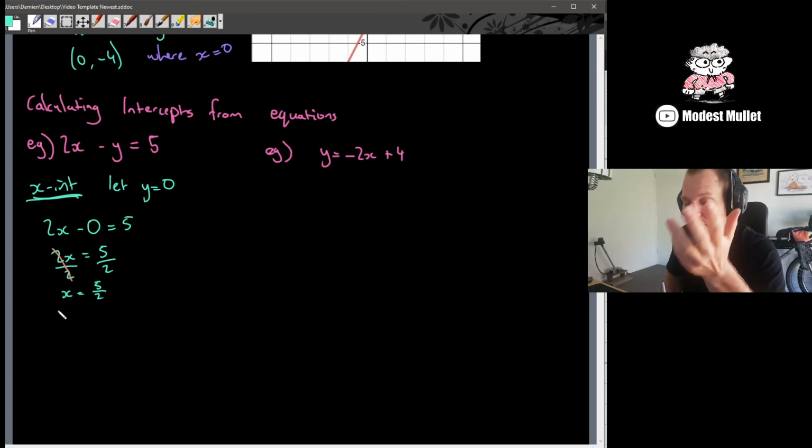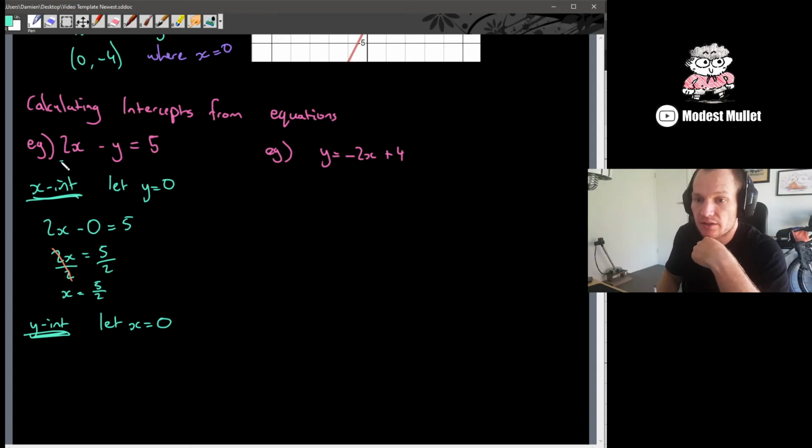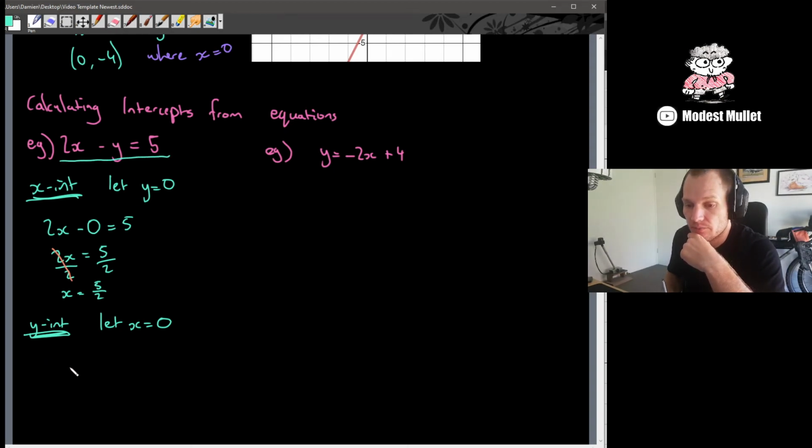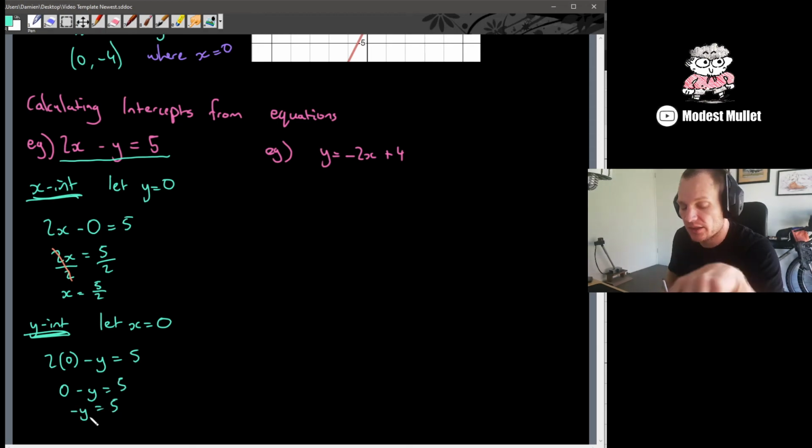Now, that's just one intercept, I need to find the other one, so I want to find my y-intercept. So I let the opposite letter equal to 0, and I go back to my original equation and substitute it in. So I now get 2 times 0, x minus y stays as y equals 5. So I get 0 minus y is equal to 5, so I get negative y is equal to 5. Now to move this negative, we just move it to the other side, so we get y is equal to negative 5. And that's our two intercepts.